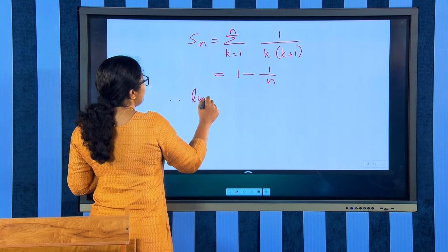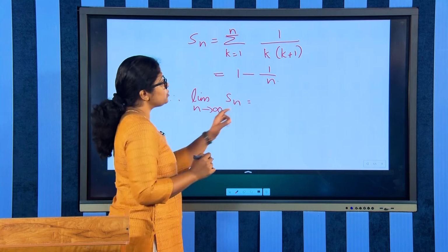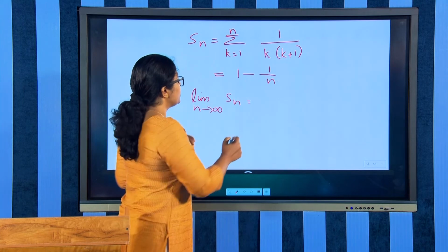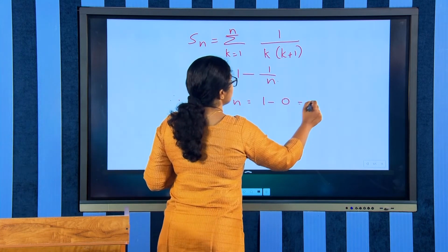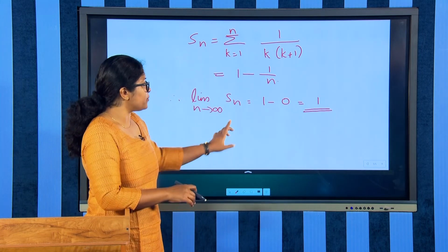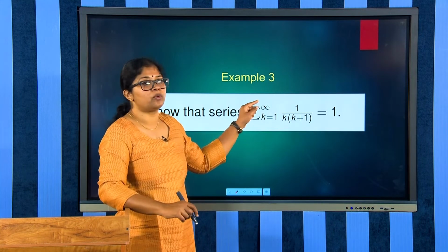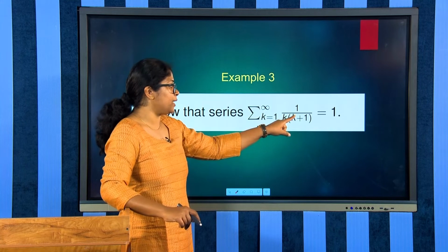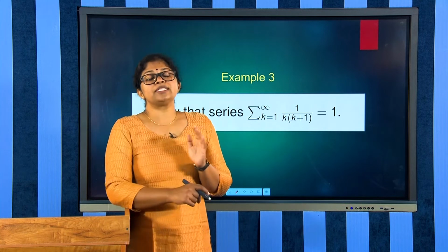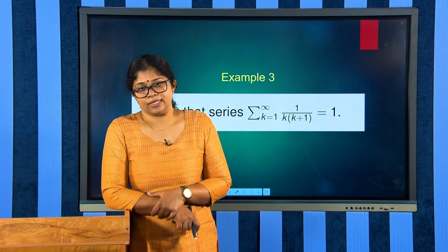Therefore, as n tends to infinity, what happens to this expression? 1 by n, as n tends to infinity, goes to 0. So this becomes 1 minus 0, which is equal to 1, which is exactly what is required in the proof of that question. So we have summation k equal to 1 to infinity of 1 upon k into (k plus 1) is equal to 1. And if an infinite series converges, the limit is also called the sum of the series.